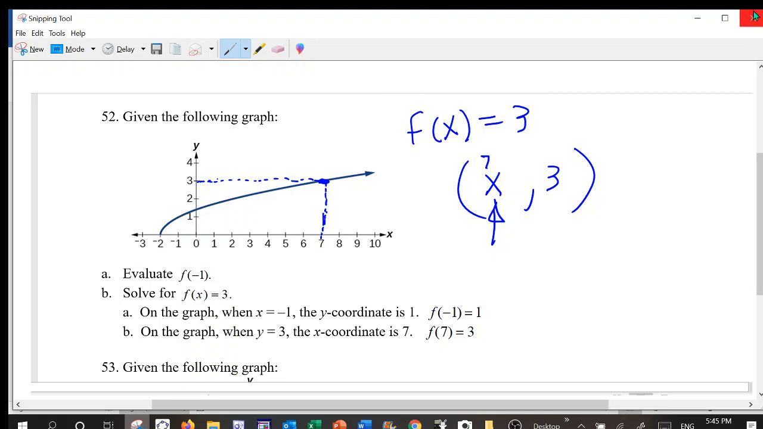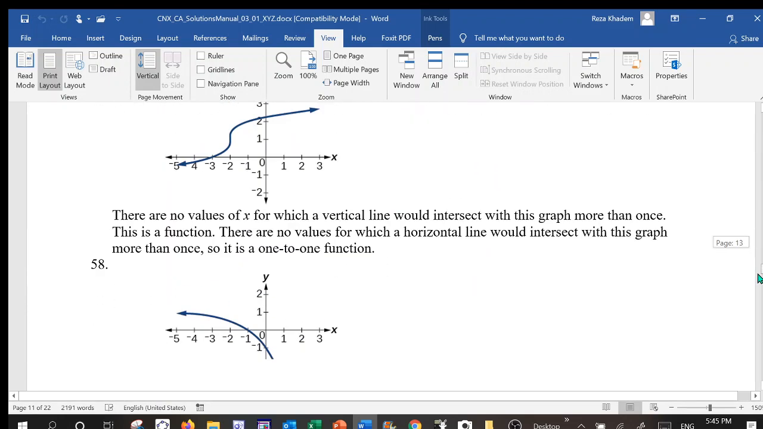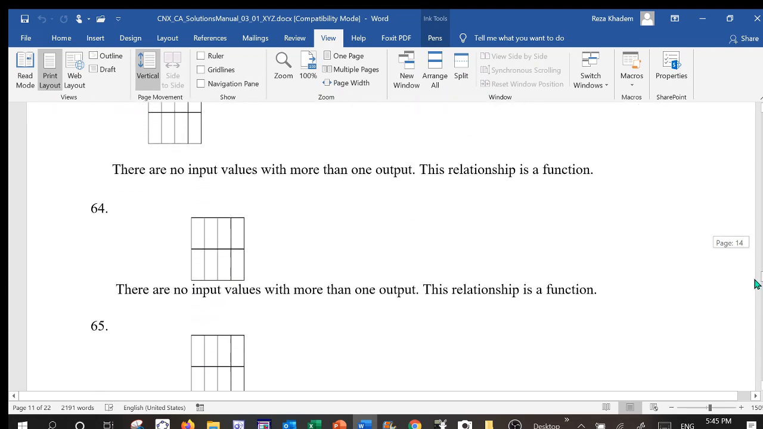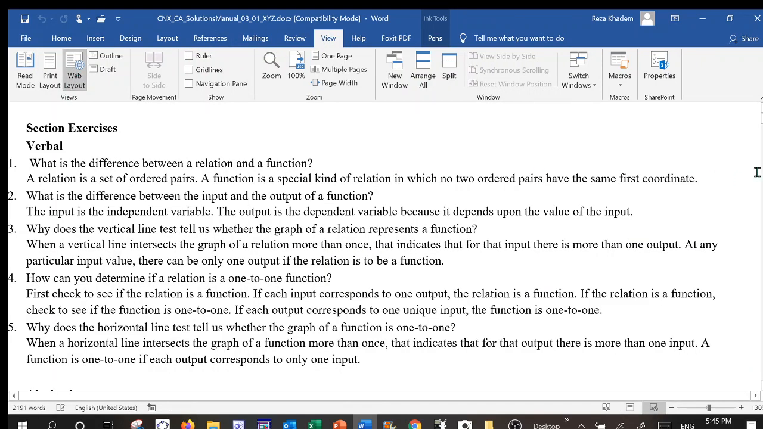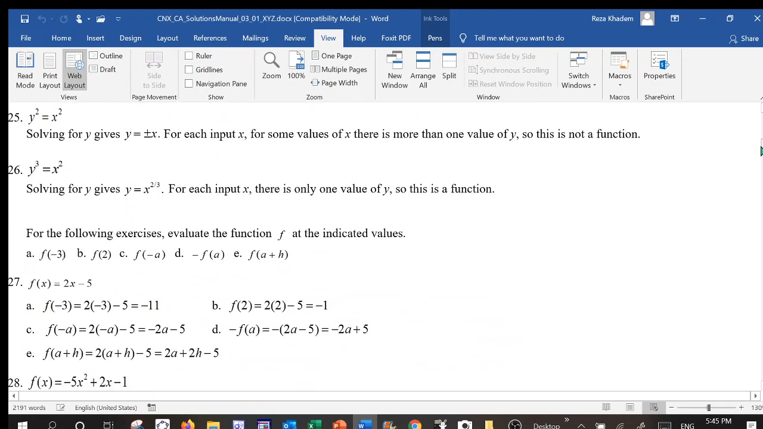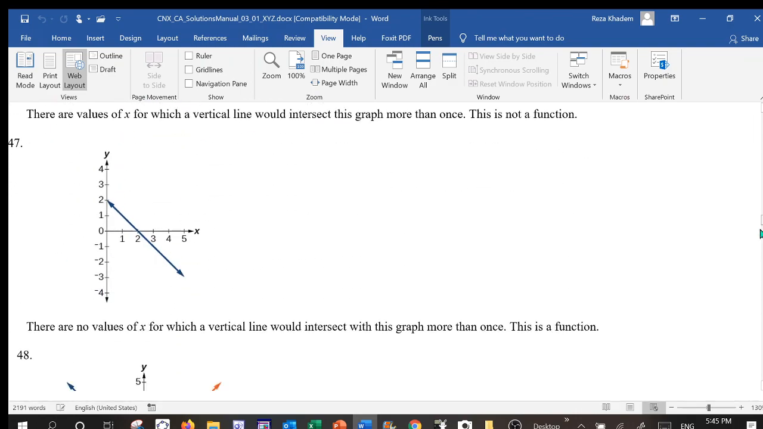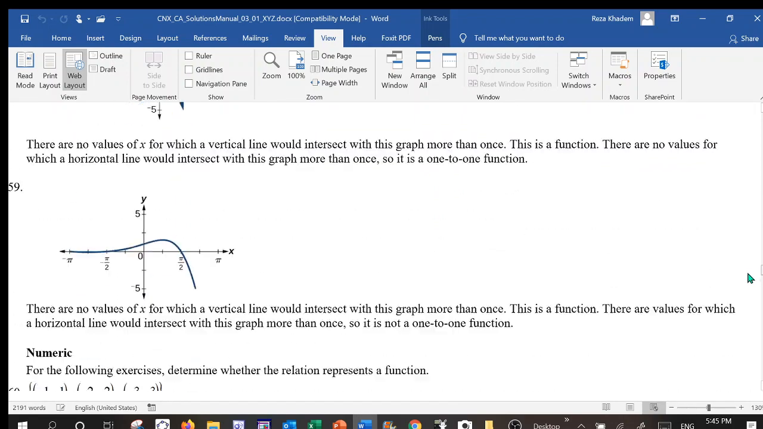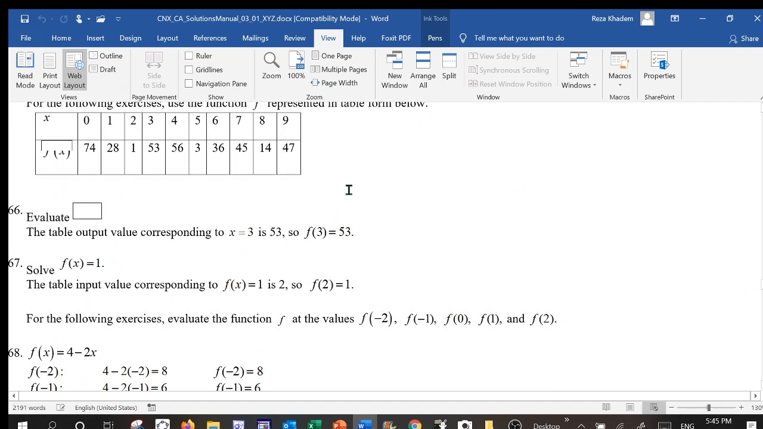Okay, let's do 2 more from this section and then we are done. And that is, let's say, number 66. Now I have to change the view so I can see the numbers. So let me go to web, because the numbers are not filling in for that view. So let me go down to 66, which is right here, right?